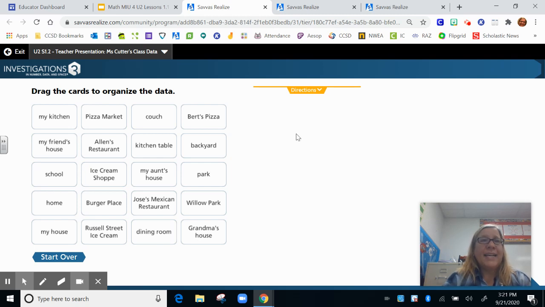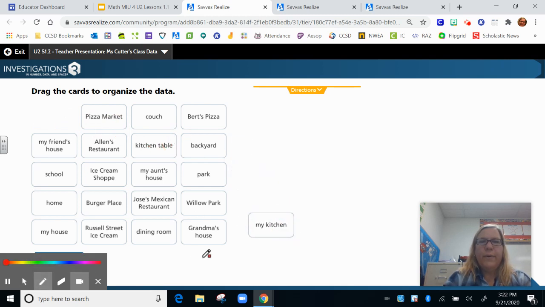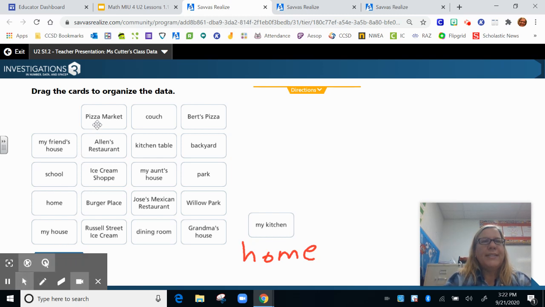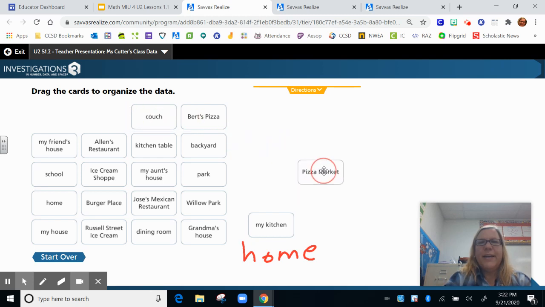One thing I want to ask is, do people like to eat at home or away from home? That would be the question that I'd like to ask. So I'm going to group my categories into at home or away from home. So I could see that I could put my kitchen into home. And if I wrote with my pen, I could write that this is going to be my home. These are going to be all the ones that have to do with home. So now I'm going to say the pizza market, does that one belong in home? Pizza market does not belong in home. So I'm going to put it over here next to home, but it's not in the home category.